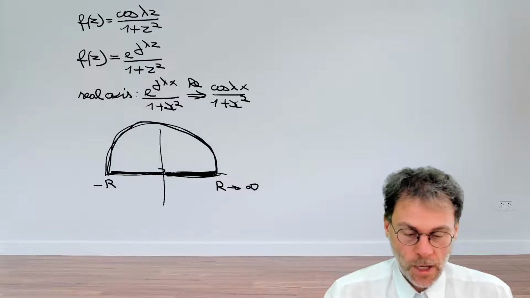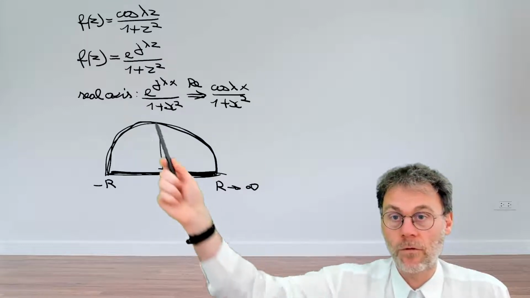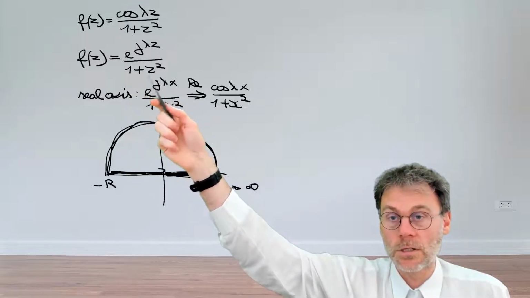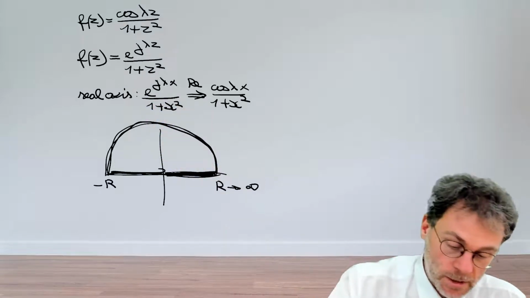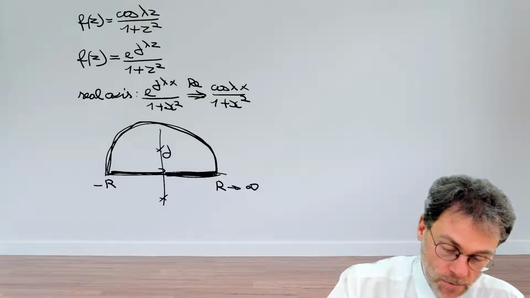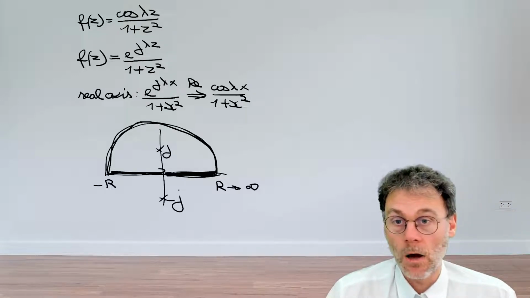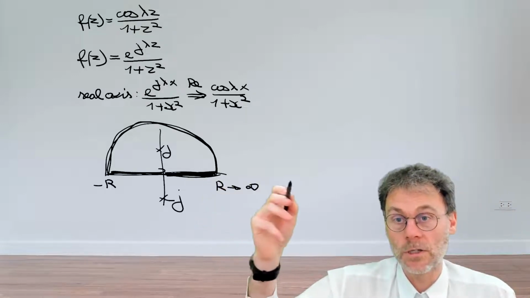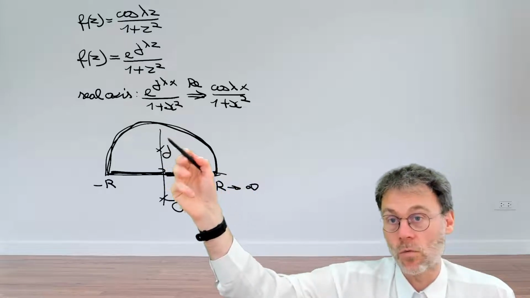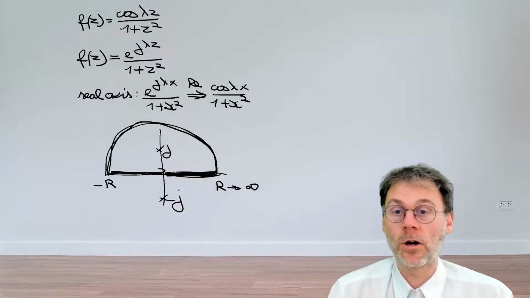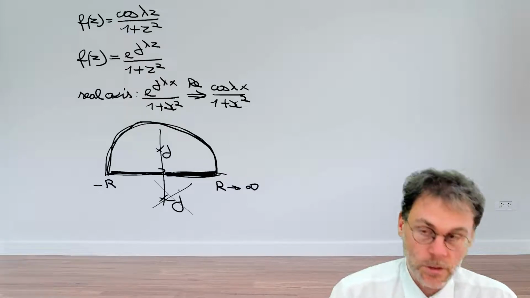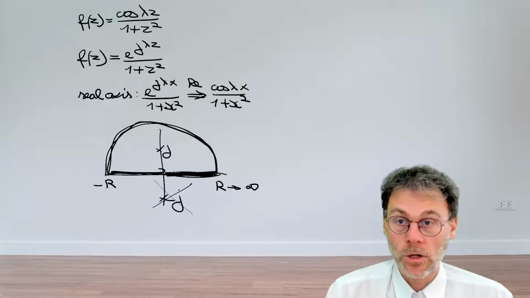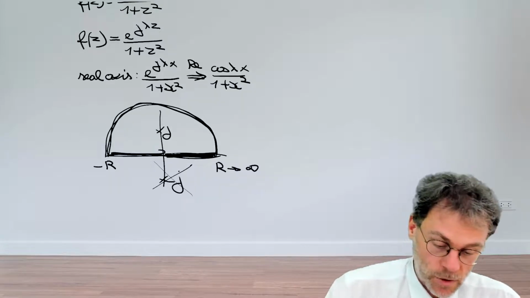Let's have a look at the poles. We have 1 over 1 plus z squared here. So our two poles will be at j and at minus j. Obviously, in the limit of r going towards infinity, this j will at some point be part of the interior of the contour, and we never need to worry about minus j. So the only pole we're interested in is the one at j.